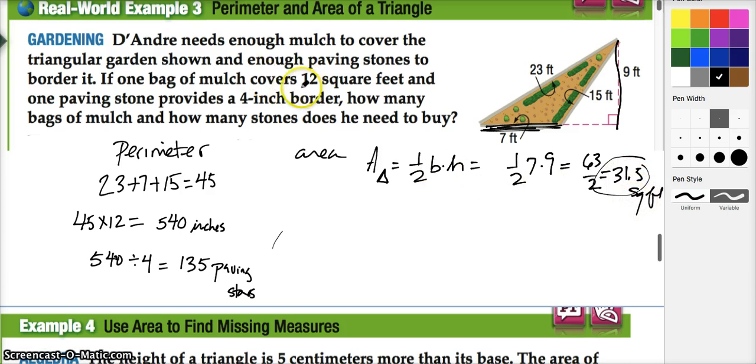Now we've got to figure out how many bags of mulch we need. So we're going to divide the 31.5 by 12, which isn't too hard to do. We know it goes into there twice, but not quite 3 times. So it goes into there 2 and some change. However, since I'm buying mulch, I'm going to need 3 bags.